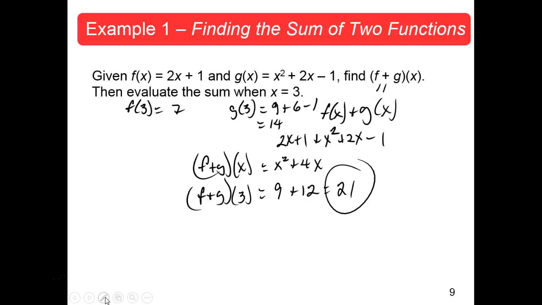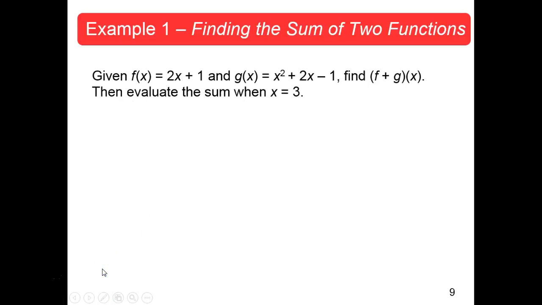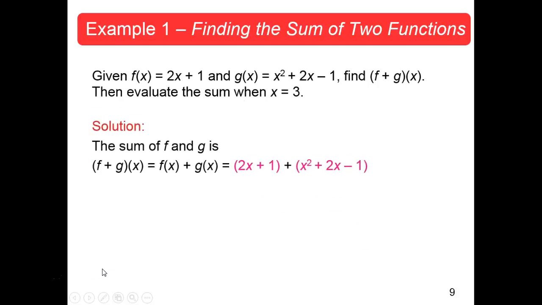Okay. So let's clear the screen and let's see how they proceed. Well, the sum function, just like we said, f plus g of x is f of x plus g of x, which is f of x, 2x plus 1, plus g of x, which is x squared plus 2x minus 1.